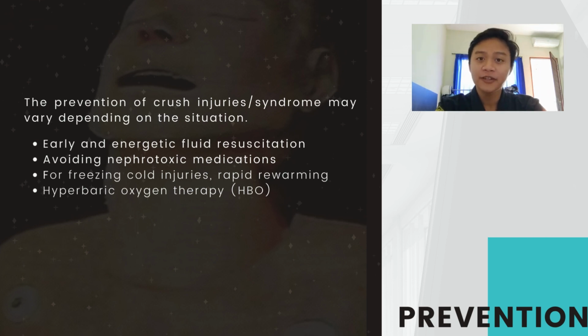The prevention of crash injury or crash syndrome may vary depending on the situation. In the case of crash injury, early and energetic fluid resuscitation is a crucial preventive measure. This involves administering isotonic saline to maintain blood volume and prevent hypovolemia, which can lead to acute kidney injury. Avoiding nephrotoxic medication is another important step to prevent crash syndrome. Nephrotoxic medication can cause direct damage to the kidneys and worsen the effect of crash injuries.